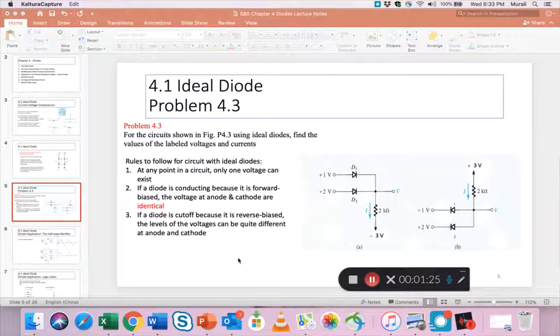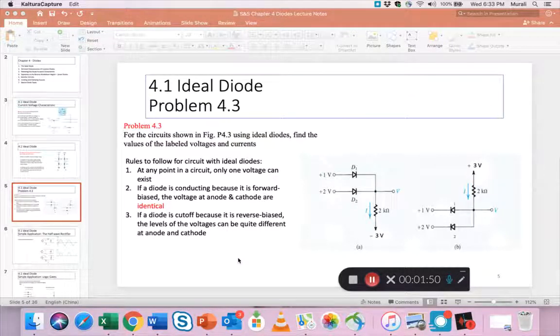Before we go to solve this, you may think this is pretty easy, but I'm going to caution you that it can be slightly tricky. So here are some rules to follow when you're given a situation like this. Which diode is on, which diode is off? That's what we need to find. The rules to follow are, at any point in a circuit, only one voltage can exist, right?